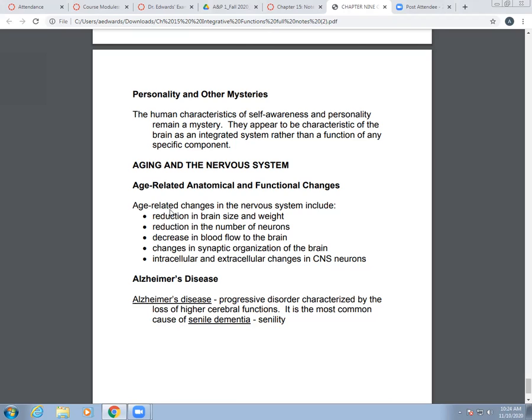Related to that is Alzheimer's disease. It's a progressive disorder, which means it usually gets progressively worse, characterized by losing your higher cerebral functions, the ones that we talked about a little while ago. And it's the most common cause of senile dementia or senility. So a lot of dementia is related to Alzheimer's disease.